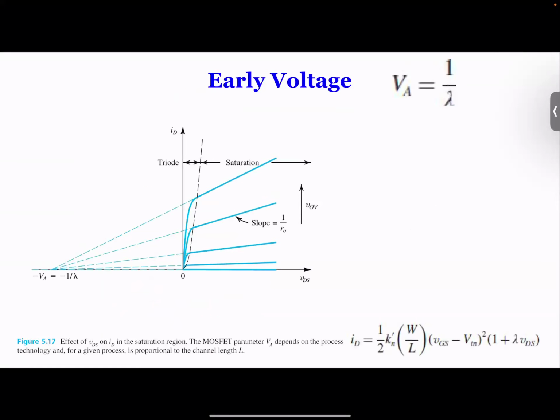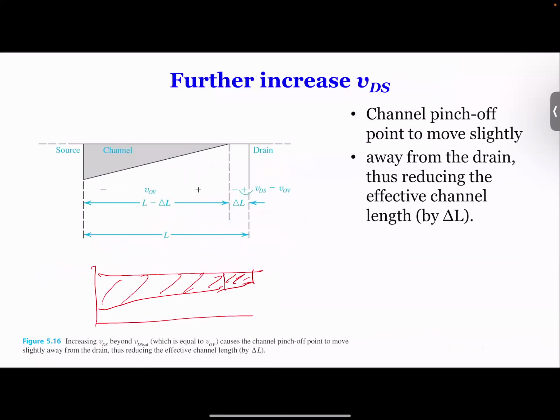So now let me go back. In the saturation region, remember what we said is ID has nothing to do with VDS. That assumption is only made if your channel is fixed. But if you increase VDS too much, the channel is no longer fixed, but becomes pinched. It's pinched to a triangle and moves to this end.